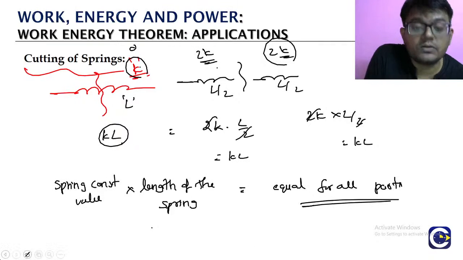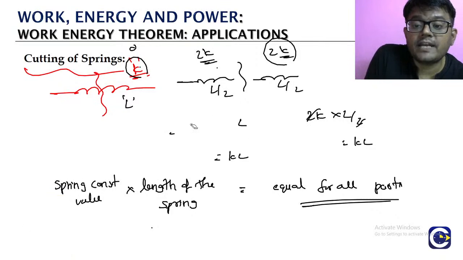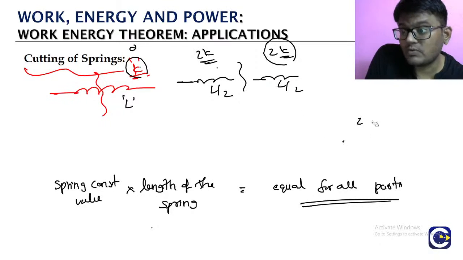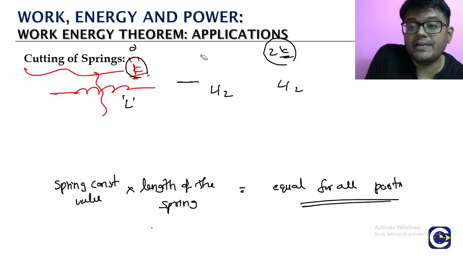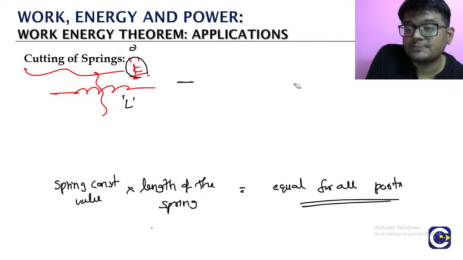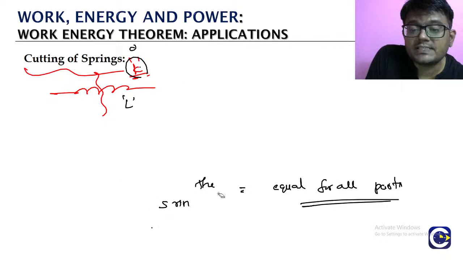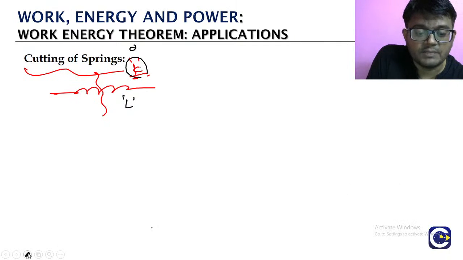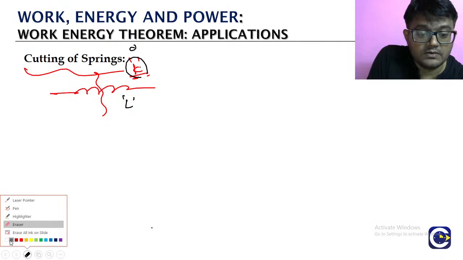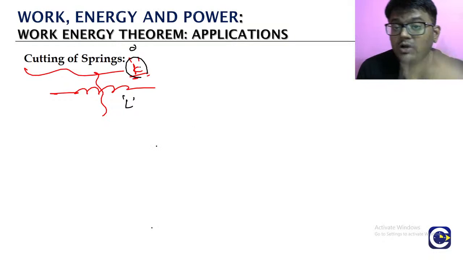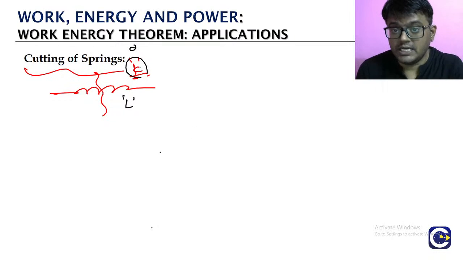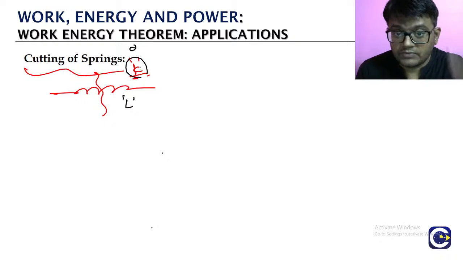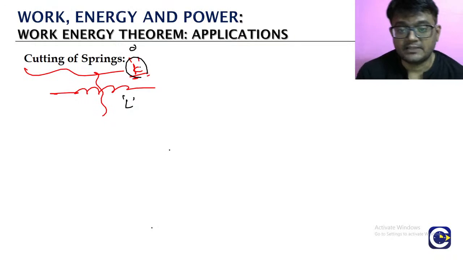This result is what we are going to use when we are looking at a problem where we are dividing the spring into unequal parts. So remember, for a given spring, when you are trying to divide this into different parts, for each of these parts the spring constant value multiplied by the length of the part will be equal. Not only that, it will also be equal to the spring constant of the original spring and the original spring length.